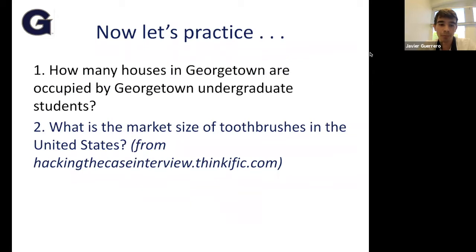So we're going to start out with some practice. And again, these are market sizing and estimation cases. What market sizing questions and cases are asking you to do is determine the size of a particular market or industry. And that's most commonly defined as the total amount of sales in dollar value of a product or service in 1 year.